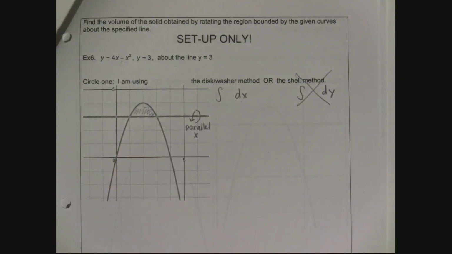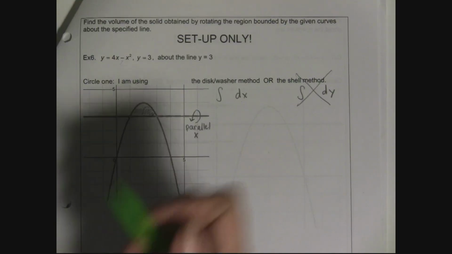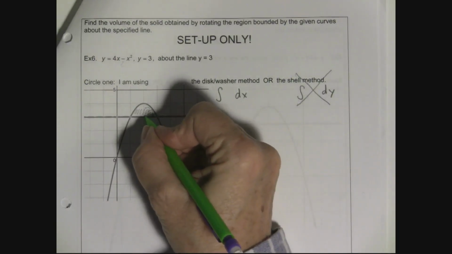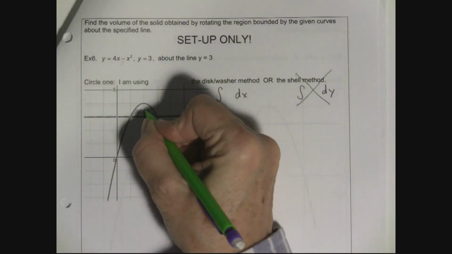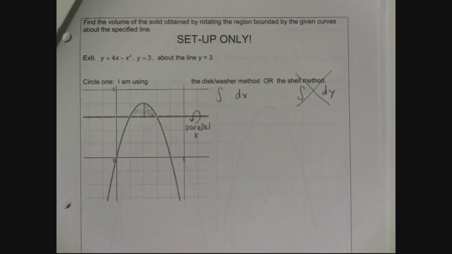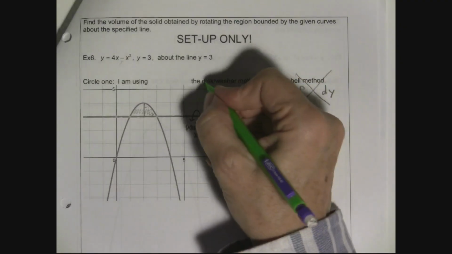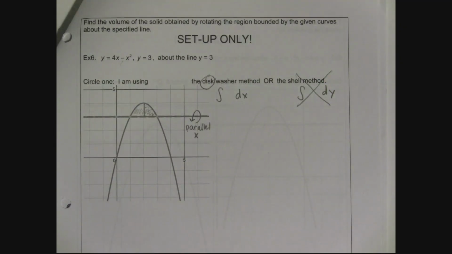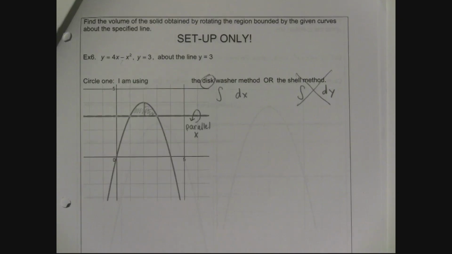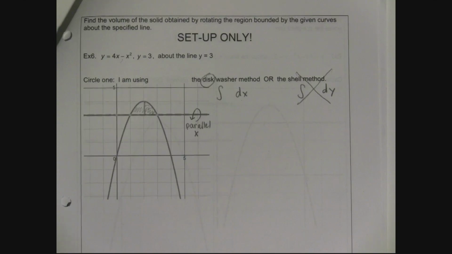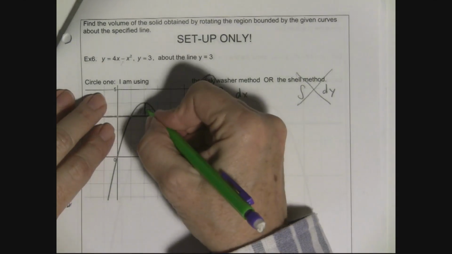Now I want to know if it's a disc or a washer. So I get on the axis of rotation and I go towards my curve, and I notice that I was never in air. I was always in the shaded region. So that means it's a disc. And I'm grateful it's a disc. For whatever reason, I think discs are nicer, but you can think whatever you think. So this is my R right here.